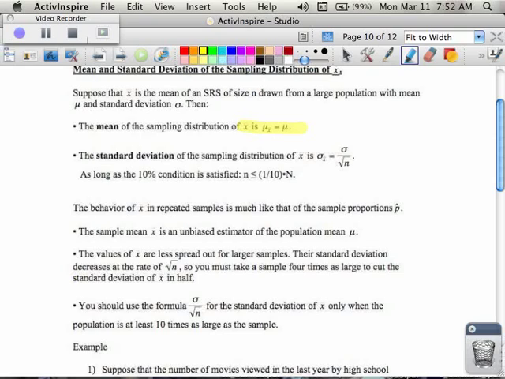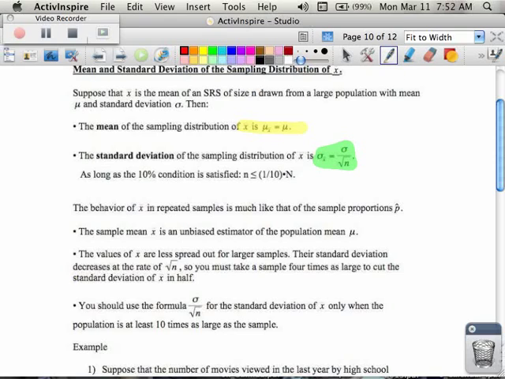So the good news is if your sample is drawn from a large population, then the means are the same. And the standard deviation is sigma over the square root of n. An important thing, we use this a lot. And then the rule about the 10 times size, or 1/10 size, depending on which way you look at it, still remains the same.